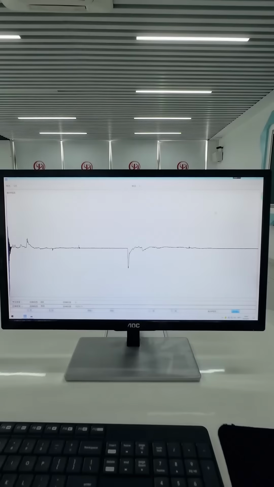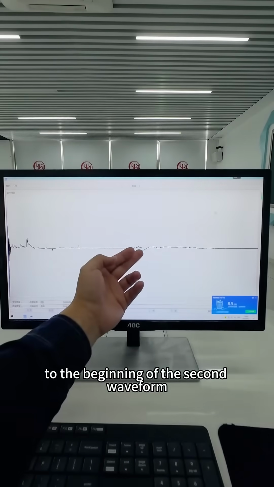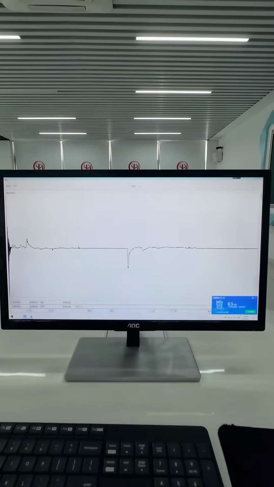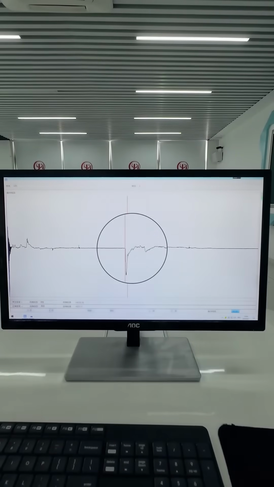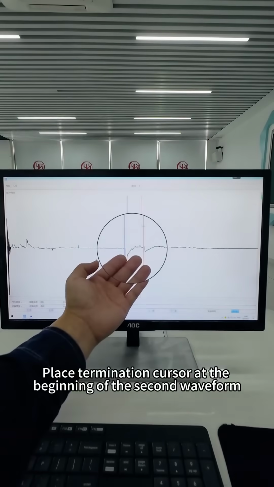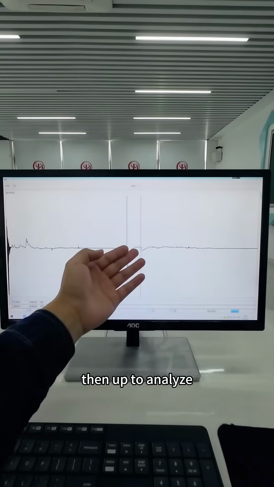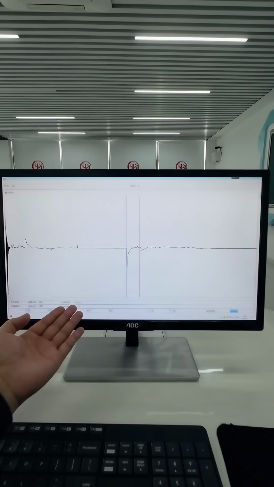So next, we just need to find one of the cycles. From the beginning of the first waveform to the beginning of the second waveform is a complete cycle. Let's move the cursor here. Place the start cursor at the beginning of the first waveform. Place the termination cursor at the beginning of the second waveform. Then follow the principle of first down, then up to analyze to get the fault distance.